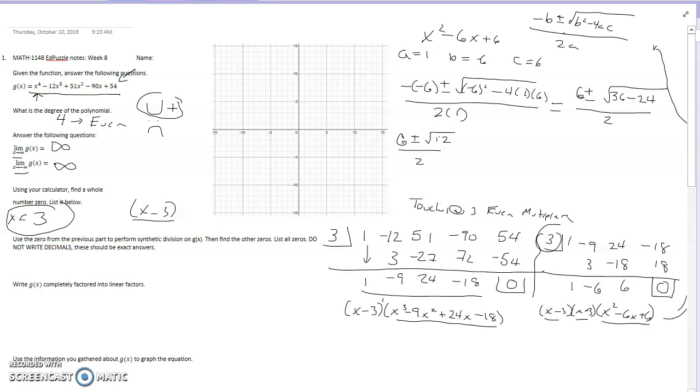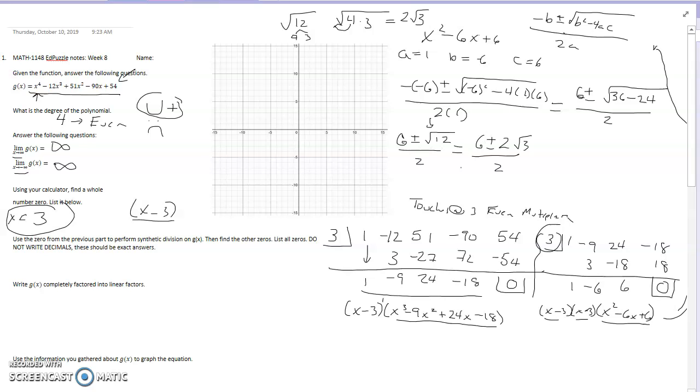Now you might think we're done here, but we need to take a look at radical 12 and ask if we can simplify that at all. Square root of 12, what are 2 numbers that multiply up to 12? 4 and 3, right? So this becomes square root of 4 times 3. Can I take the square root of 4? Yeah, it's 2. So we're going to evaluate the square root of 4, and what we're going to get here is 2 radical 3. So this becomes 6 plus or minus 2 radical 3 over 2.